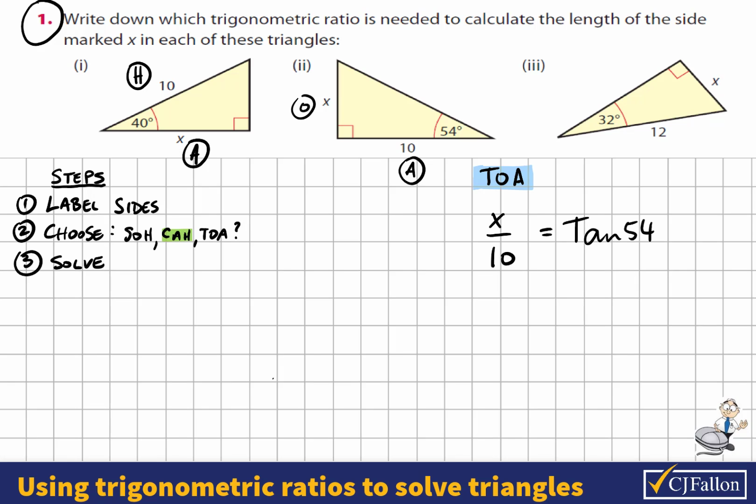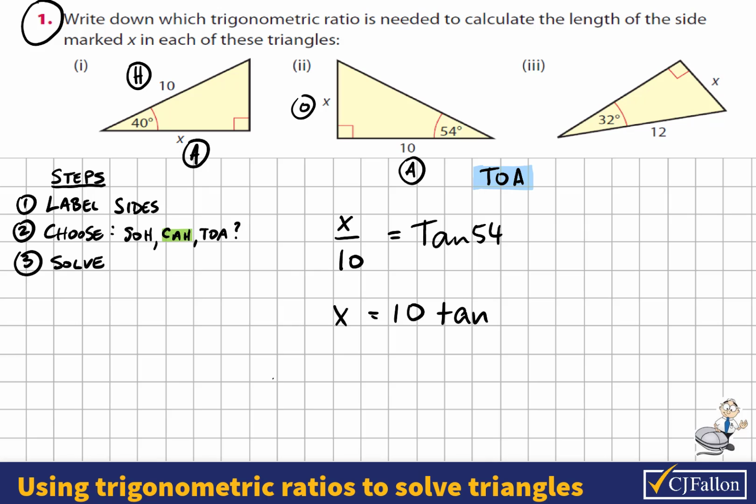Now, I don't want 1/10 of x, I want the whole of x. So what I do next is I multiply both sides of this equation by 10. When I do, I see that x is equal to 10 times tan 54 degrees. So I stick that into the calculator.